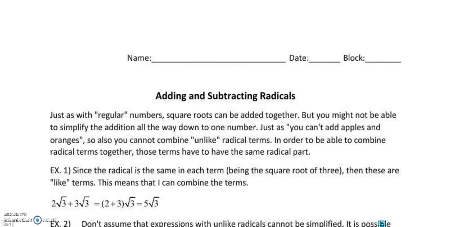Okay, today we're going to continue talking about radicals and simplifying them. We worked on multiplying and dividing radicals previously, as well as simplifying the radical. And today we're going to take a look at adding and subtracting radicals.